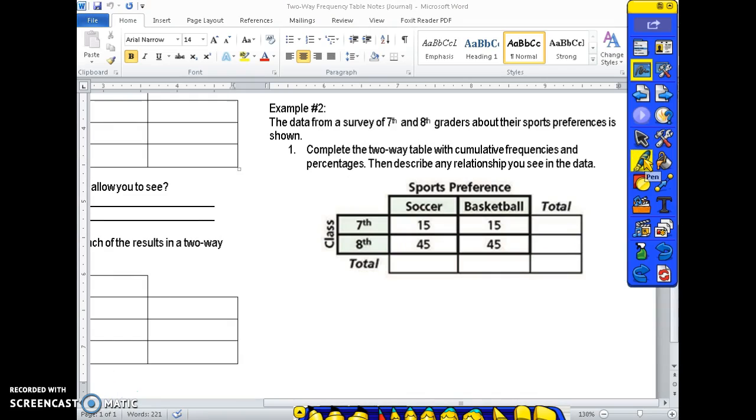Alright, example 2. The data from a survey of 7th and 8th graders about their sports preference is shown. Complete the two-way table with cumulative frequencies and percentages, then describe any relationship you see in the data. So out of 7th grade, there's a total of 15 plus 15 is 30. And for 8th grade, 45 plus 45 is 90.